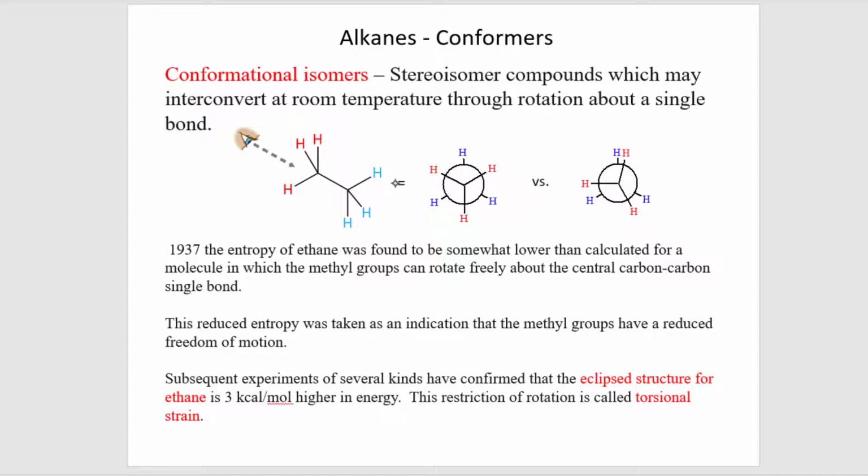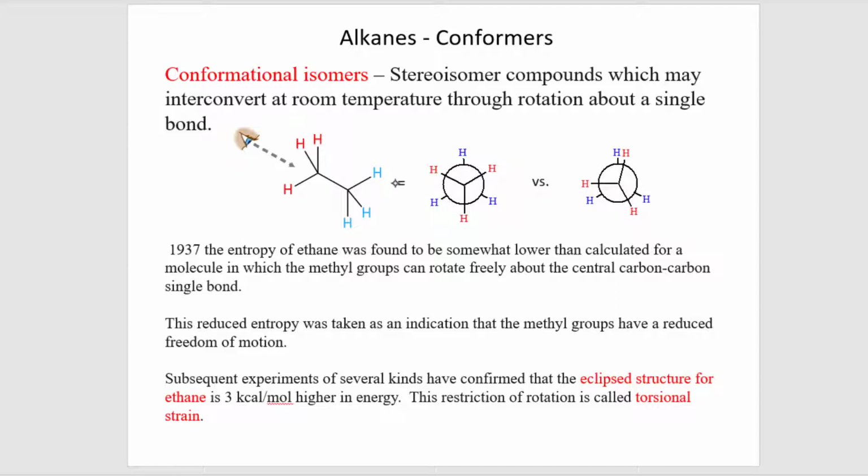So what that suggests is that the rotation of one of the groups, one of the carbon CH3s, has a better conformation or lower energy conformation than another, that there was a difference. So this reduced entropy was taken as an indication that the CH3 group has a reduced freedom of rotation. And what this means is that although you can rotate, it's going to do so to maximize being in its lower energy conformation more often than the higher energy one. So how do we know which one is high energy and low energy?